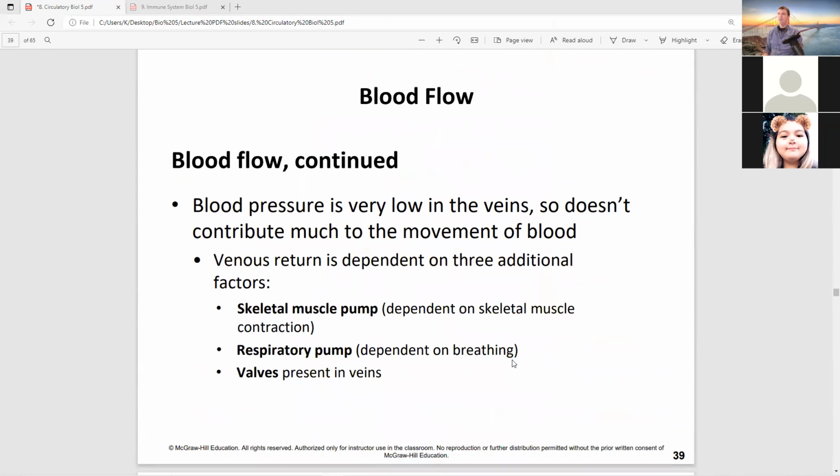Okay, so blood flow continued. Blood pressure is very low in the veins, so it doesn't contribute much to the movement of blood. Venous return is dependent on 3 additional factors. So we have a skeletal muscle pump, which is dependent on skeletal muscle contraction. We have a respiratory pump, which is dependent on breathing. And then what's important to remember is that there are valves present in the veins.